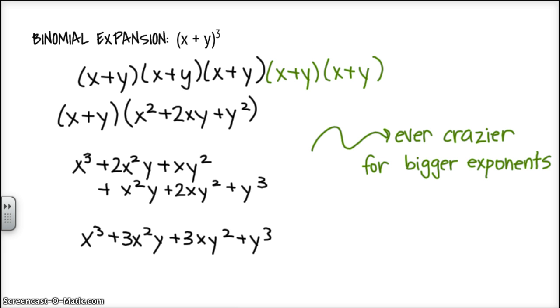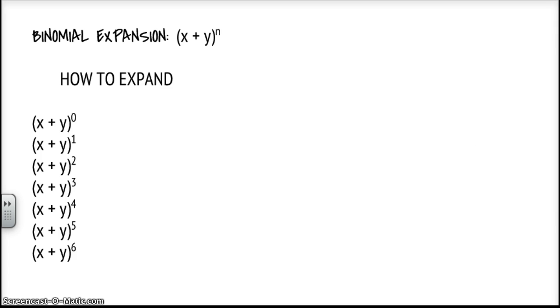Okay, we're gonna look at it with x plus y to the n. How to expand x plus y to any exponent. So this n right here represents that I want to show it to you for any exponent possible. So what if I had x plus y to the 0? Well, that's just 1. Anything to the 0th power is 1. Okay? Then x plus y to the first, well, that's just x plus y.